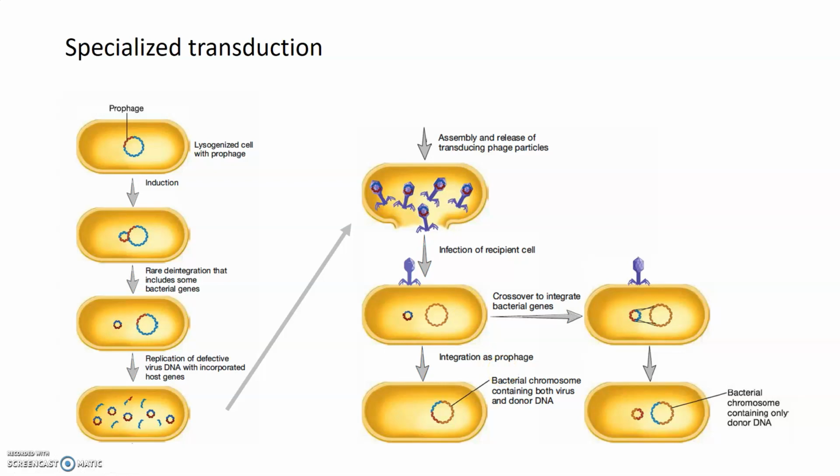But transduction is helpful to bacteria because it does allow transfer of genes from one bacterium to another, which is not something that would be possible through sexual reproduction. And so it's a way for this bacteria to increase its genetic diversity.